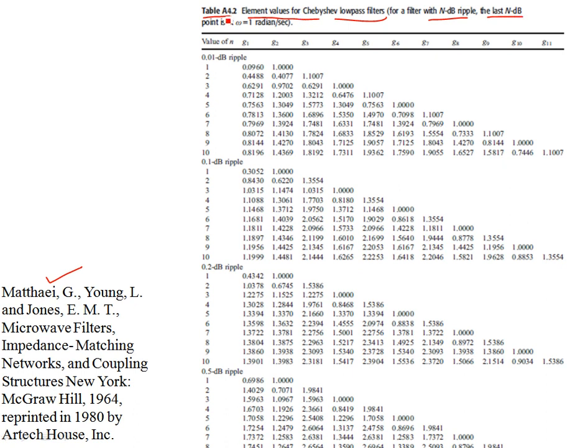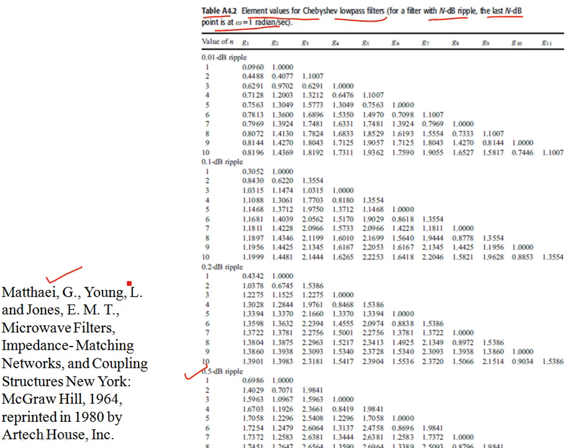The last N dB point is at 1 radian per second. So these values are for the normalized low pass filter, or the prototype low pass filter, and the last N dB, whatever it is, 0.5 dB or 0.1 dB, occurs at 1 radian per second, so that specifies the pass band edge. Okay, so in the question we are concerned with the 0.5 dB ripple. So this is where we have to start looking at, right?